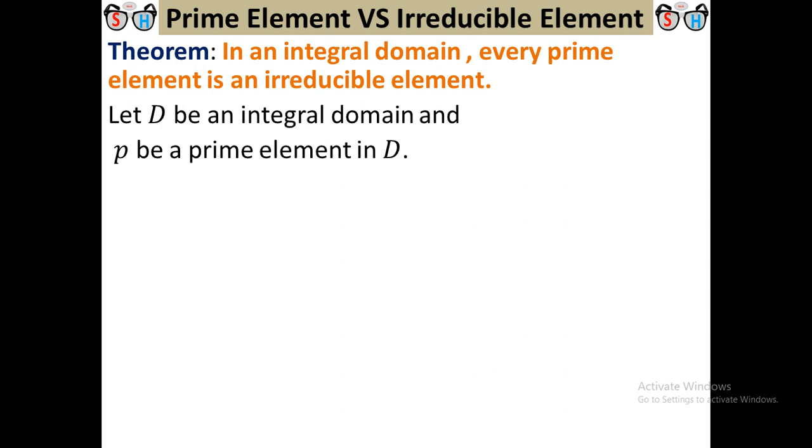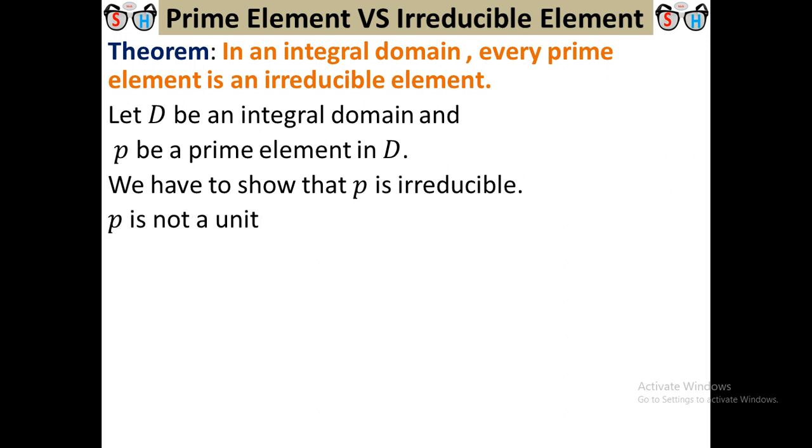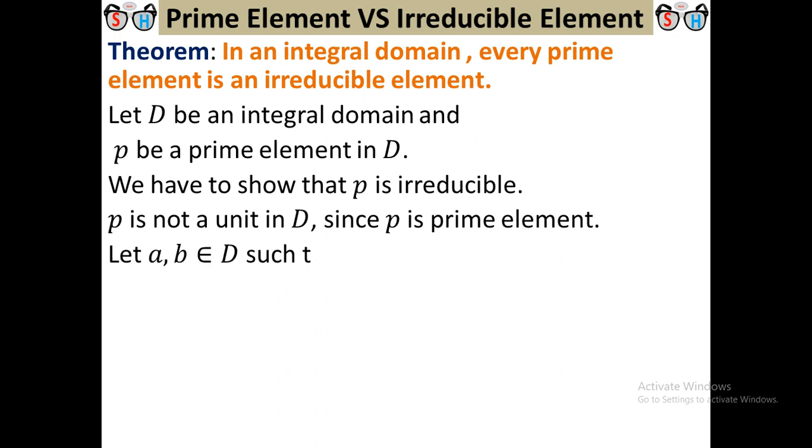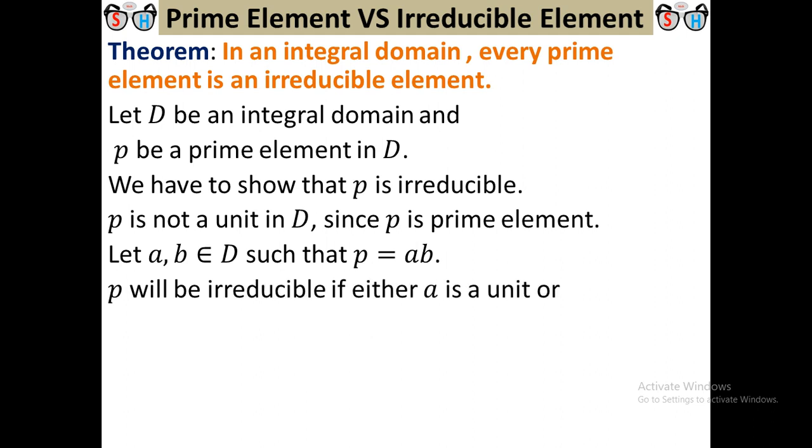The first condition is automatically satisfied, because we have to show that P is an irreducible element. P is not a unit because P is a prime element. From the definition of prime element, you know that P must be a non-unit in D. So here P is not a unit in D. Let P equal AB for some elements A and B in D. You have to show that either A is a unit or B is a unit. P will be irreducible if either A is a unit or B is a unit in D.